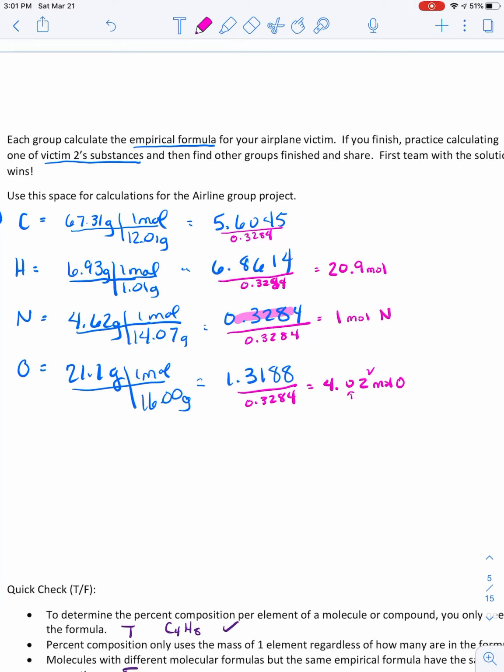Notice I'm not carrying these to as many digits. It's because I've actually completed the math. Like that was the math I was looking for in the last case. 5.6045 divided by 0.3284. And that one gives me 17.07. Notice I don't have anything here, so that's really great.